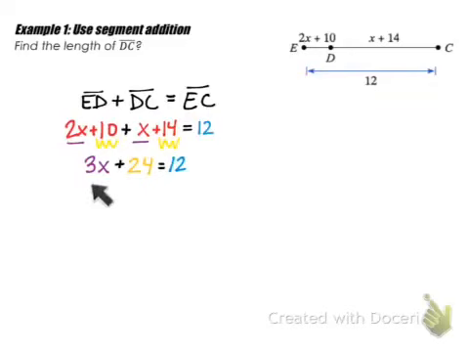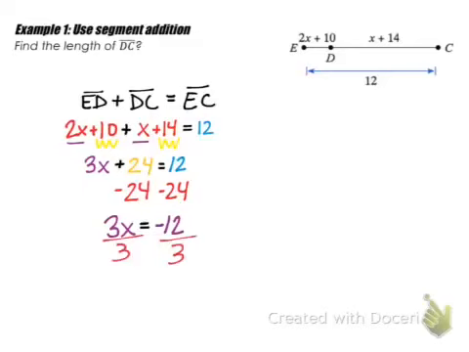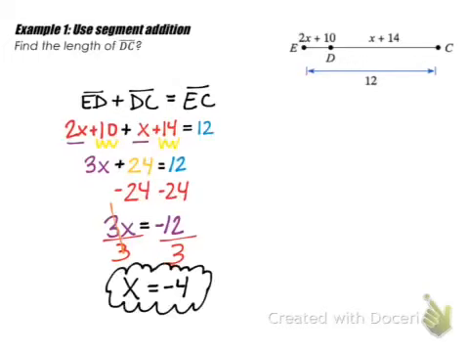Since we're solving for x, we're going to take the 24 and subtract it from both sides. So we get 3x equals negative 12. In our final step, we're going to get the x all by itself, so we divide both sides by 3. So we get x equals negative 4. Now many students will think that we're done with this problem, but we're not even answering the question. The question is to find the length of DC, not to find out what x is. So make sure you always answer the question.